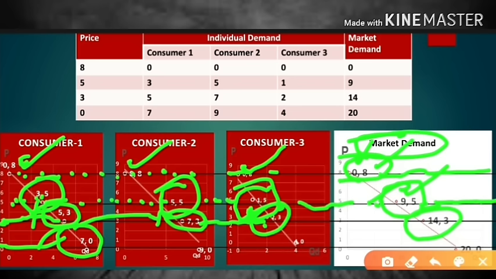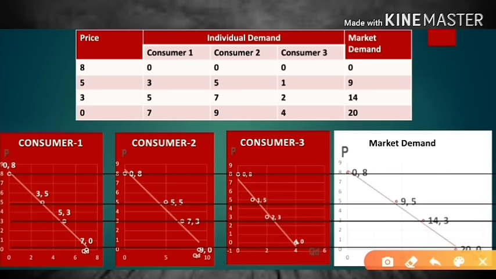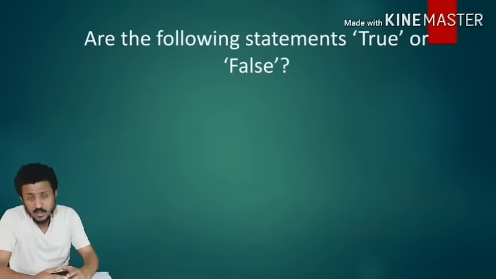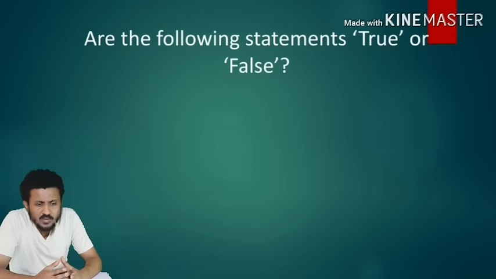Coming to a price of 0, quantity demanded is 7, here we have 9, and here we have 4. So 7 plus 9 is 16, plus 4 is 20. So for a zero price, the quantity demanded is 20. After we find these points, the next thing that we have to do is we have point, point, and point, and point here. So connecting these points, we get the market demand curve. This is what we discussed about demand, quantity demanded, price, and also the law of demand.